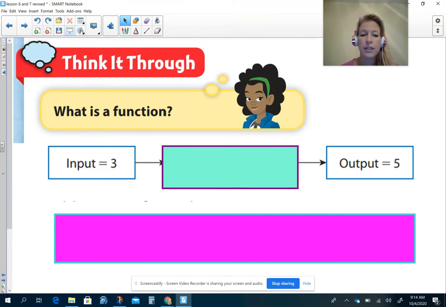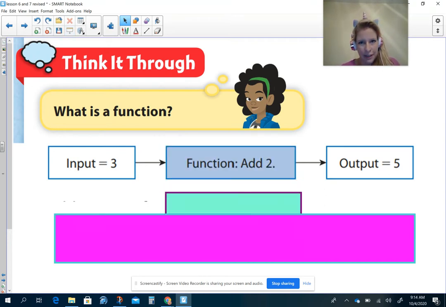Okay, so what is a function? Well, in this case, I have a function in front of you. I have an input of 3 and an output of 5. What do you think is happening between my input and my output? Do you think we're adding 2? Let's see. Oh, well, yes, there we are. 3 plus 2 is 5. So in comes an input, something happens, and then we have an output.